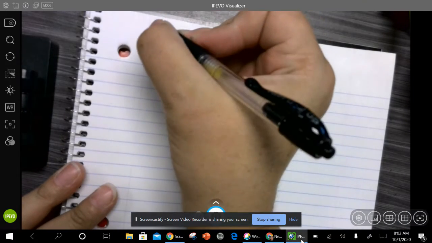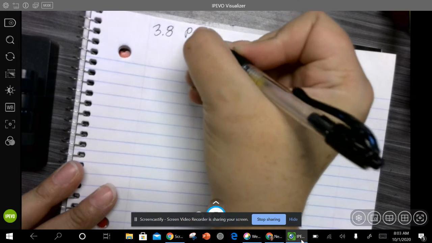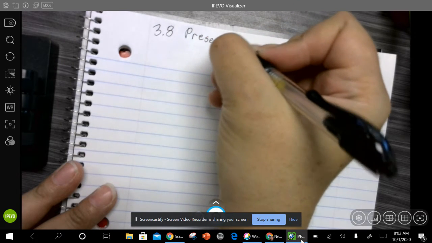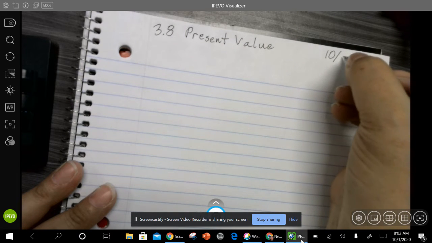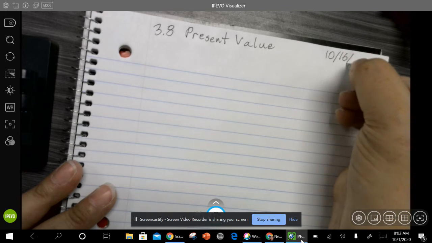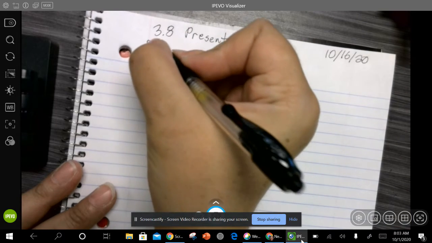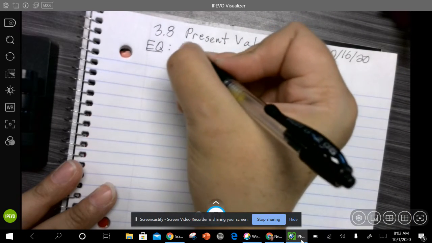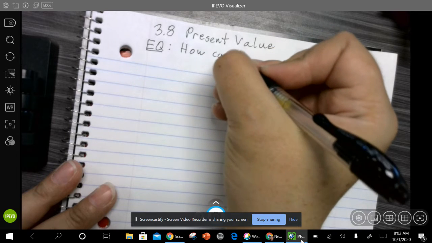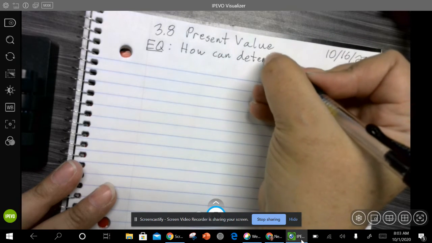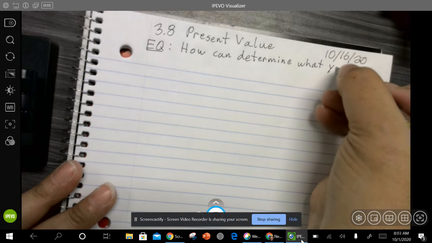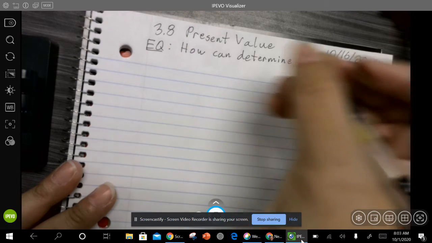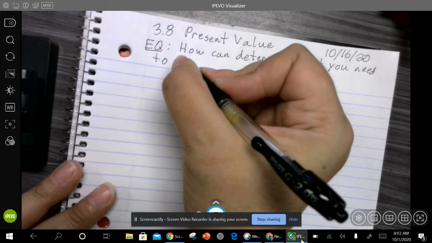Okay, so this is going to be for 3.8. And today is 16. And our question is, how can you determine what you need to deposit to reach your financial goal?